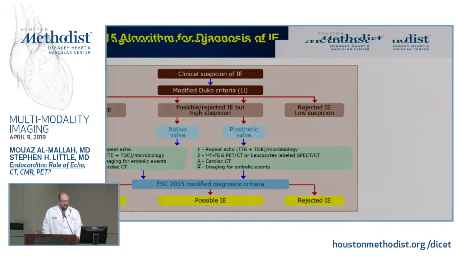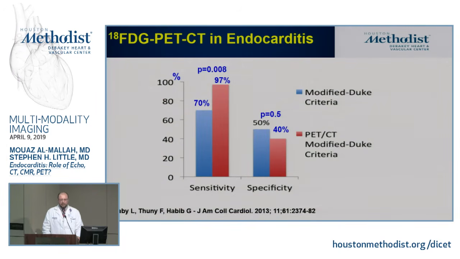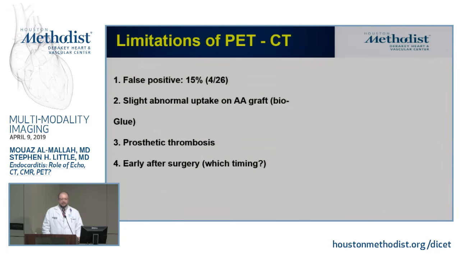The other thing is that when you apply the modified Duke criteria and then add PET CT to it, the sensitivity of the modified Duke criteria now reaches about 97% compared to surgical findings, while the specificity drops a little bit but not statistically significantly. I'll show you why it drops. There are some limitations for PET CT, and this is a place where we are still learning.